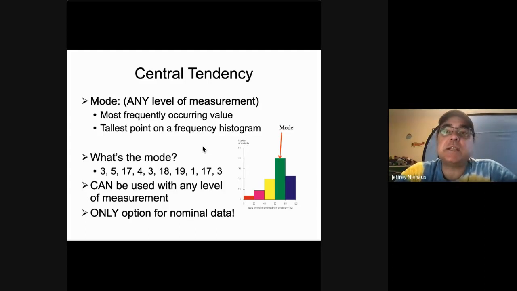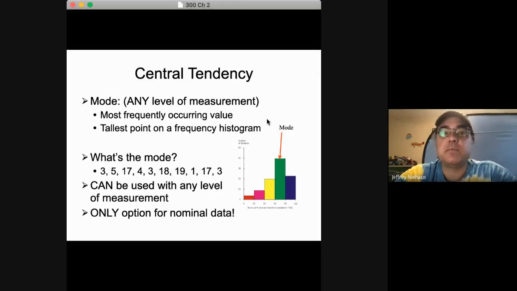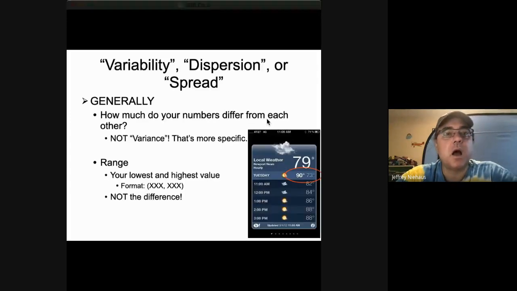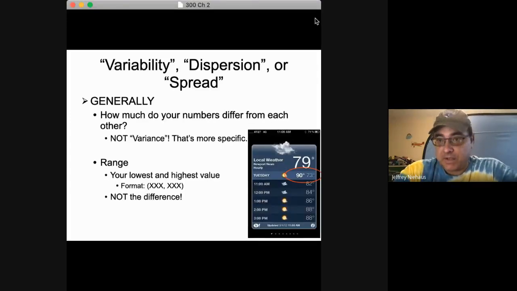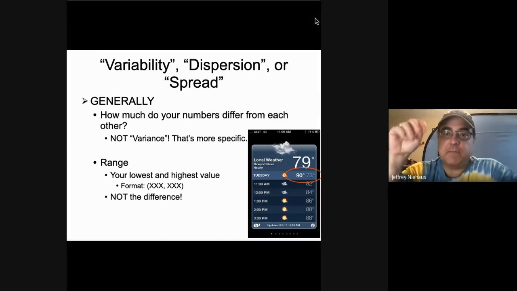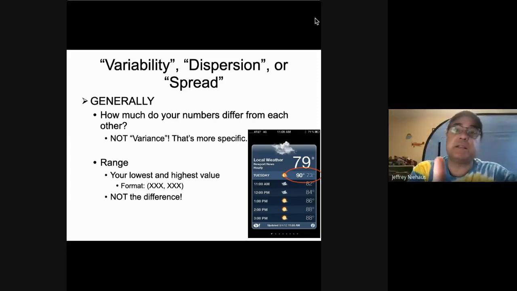Just in case you didn't catch this, if you are working with nominal data, the mode is your only option to describe a measure of central tendency. You can't do medians, you can't do means. The mode is all you got. All right, that's the simple stuff. Here we're going to get a little bit more complicated. Another descriptive statistic that we are interested in when we're looking at a data set is not just what is the single most representative value, but once you have that value, how much do values in the data set tend to differ from that representative value?